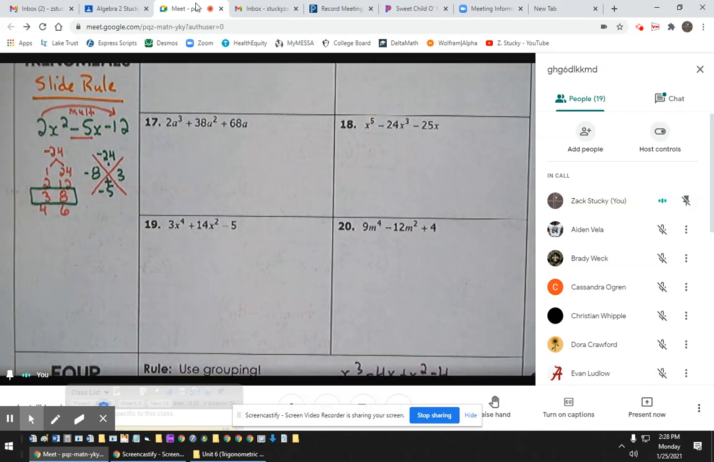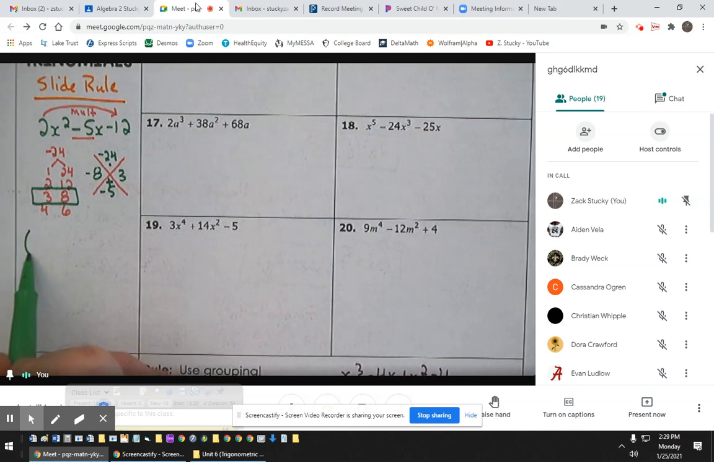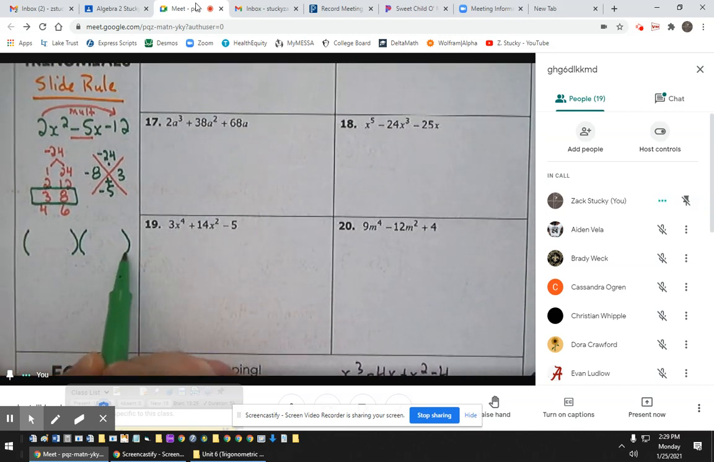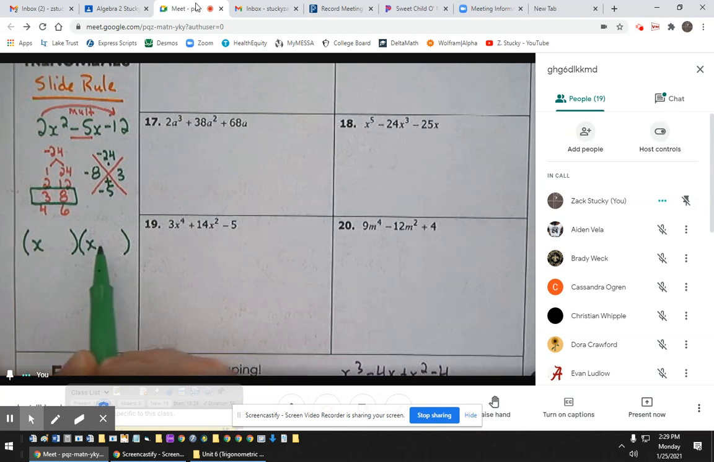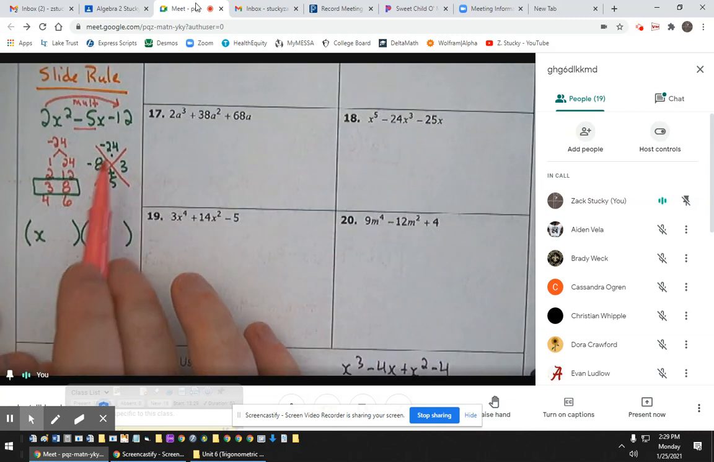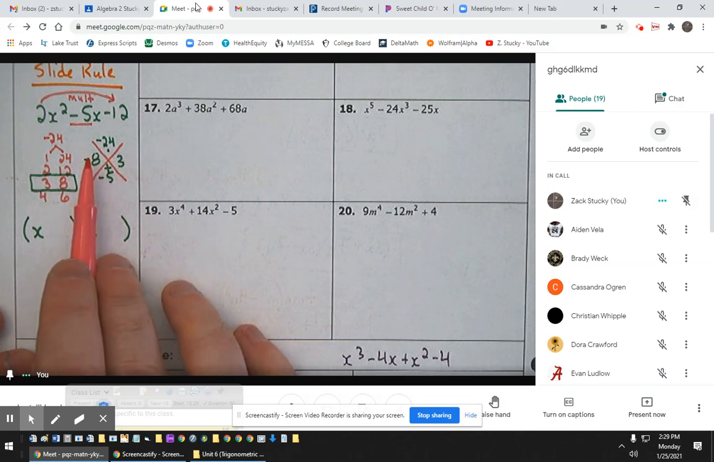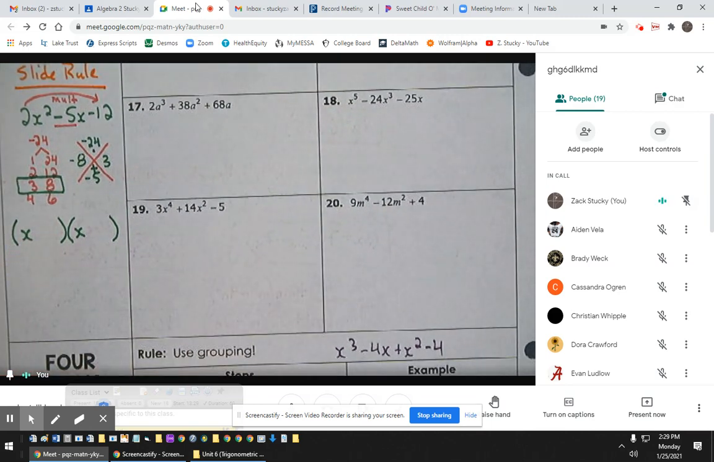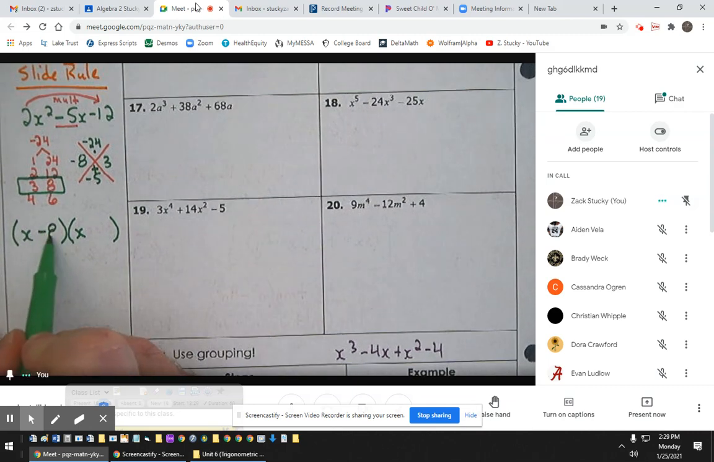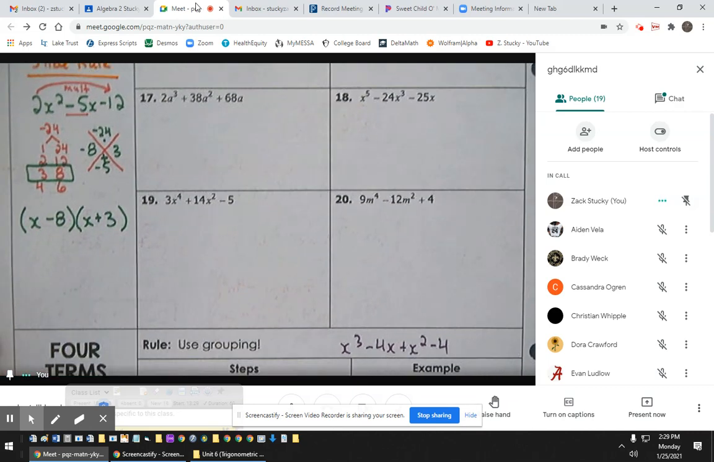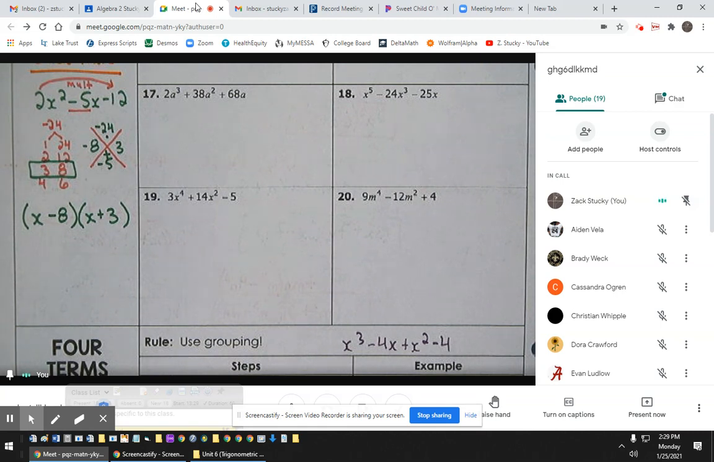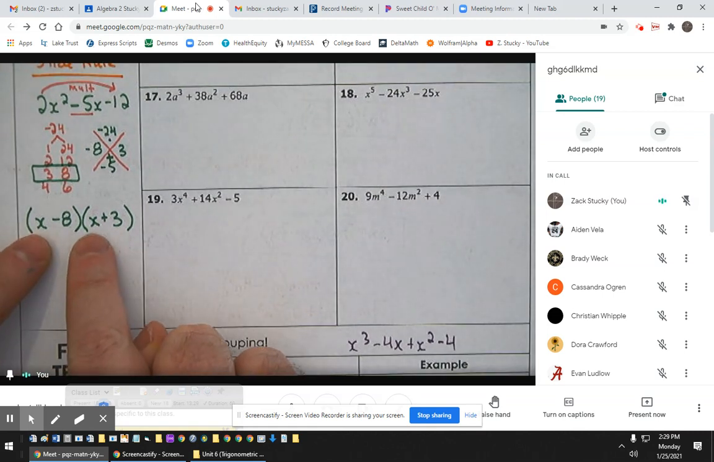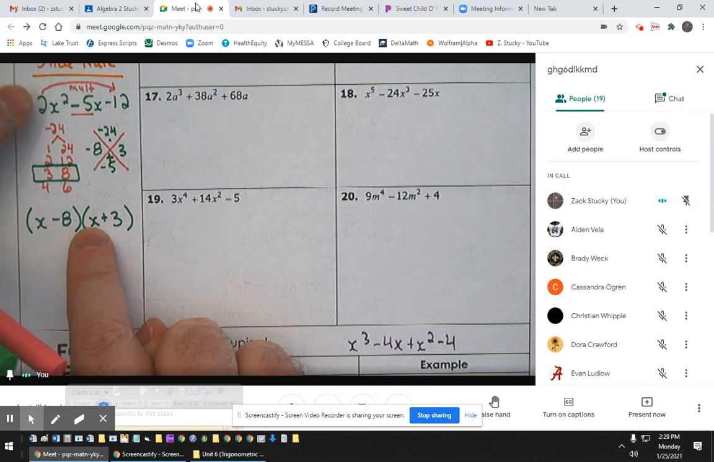What do we know is the answer to every factoring problem? What does it look like? 2 parentheses. So now I'm going to go parenthesis, x. Now it turns out that your answers from here are what goes in these spots. So it would be x minus 8 and then x plus 3. The problem with this is if you distribute it, you wouldn't get what you're supposed to get. Like, for instance, just start to times this. What's x times x? It's already wrong. It's supposed to be 2x squared.